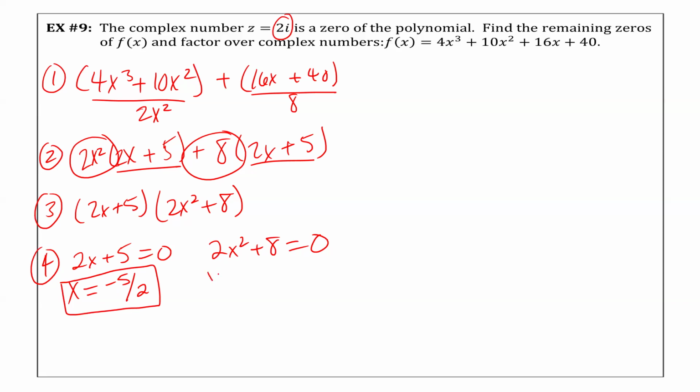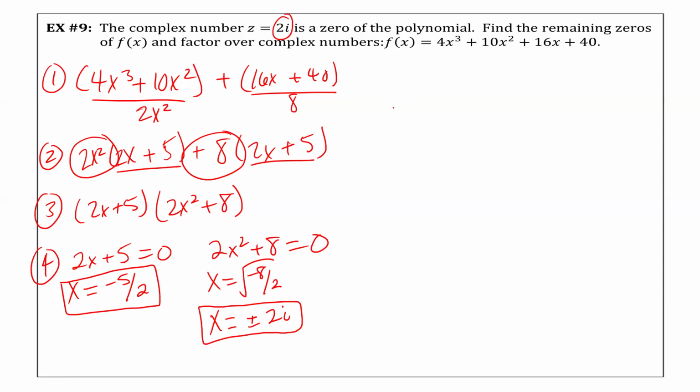On this one, to get x by itself, we're going to have to subtract 8, divide by 2, and take the square root. So subtracting 8 divided by 2, that's going to leave us with x equals plus or minus 2i. -8 divided by 2 is -4. The square root of -4 is plus or minus 2i.